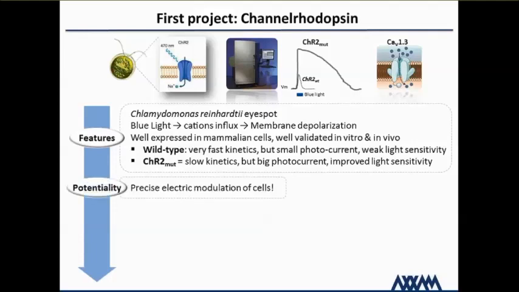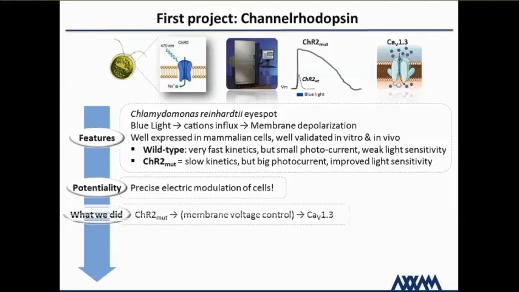So even if the use of a faster Channelrhodopsin would be the ideal system to deliver precise electrical pulses to the cells, we decided to start with this delayed mutant in order to produce the first proof of feasibility that optogenetics can be applied to HTS. We use the Channelrhodopsin mutant to induce a sustained and prolonged membrane depolarization and also to consequently trigger the activity of a Ca1.3 voltage-gated calcium channel.